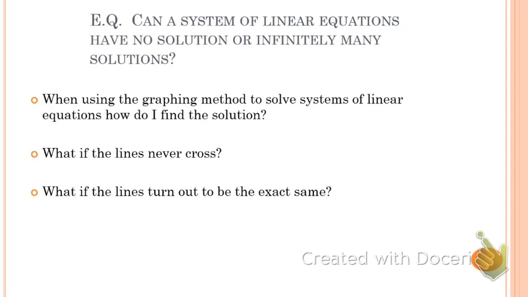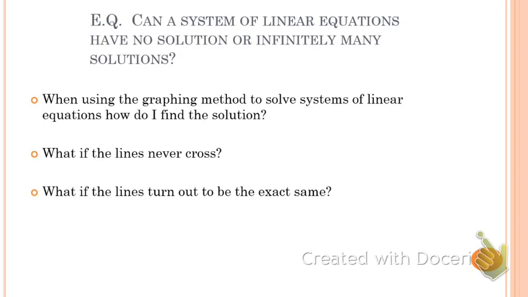Just as a quick review, when using the graphing method to solve systems of linear equations, how do I find the solution? Really I could have asked, when using any of our methods, what is the solution to the system? And please don't say an ordered pair, because I know it's an ordered pair, but what does that ordered pair represent? What is the solution to these systems? The point of intersection, all right?